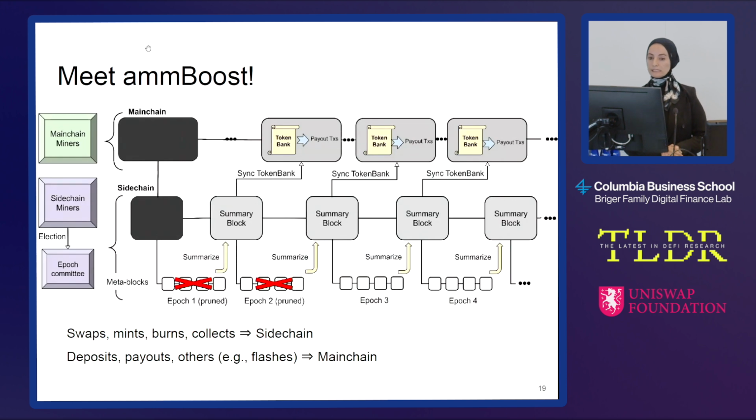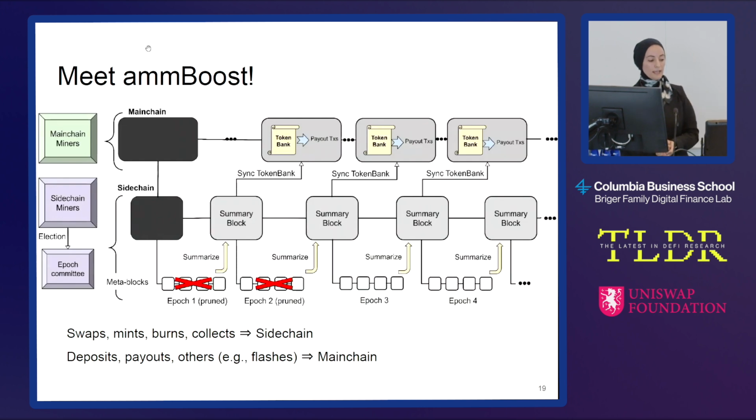The AMM itself now is divided into two parts. We have the main chain part, which is a smart contract or a set of smart contracts. This is up to the developers, which we call a token bank. This token bank manages the actual tokens on the main chain, manages also the payouts and the deposits of the users, manages the liquidity pools and the liquidity positions.